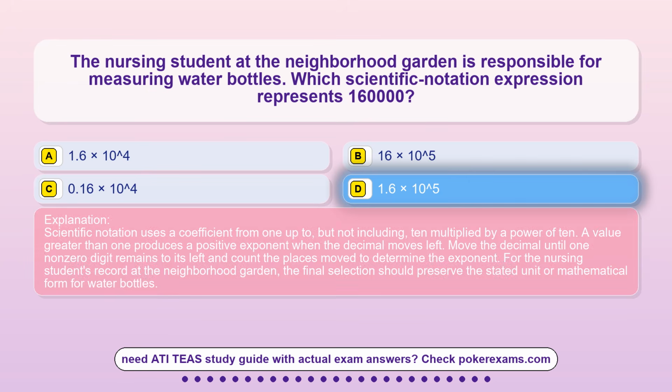Scientific notation uses a coefficient from 1 up to, but not including, 10 multiplied by a power of 10. A value greater than 1 produces a positive exponent when the decimal moves left. Move the decimal until one non-zero digit remains to its left and count the places moved to determine the exponent. For the nursing student's record at the neighborhood garden, the final selection should preserve the stated unit or mathematical form for water bottles. Question 10.